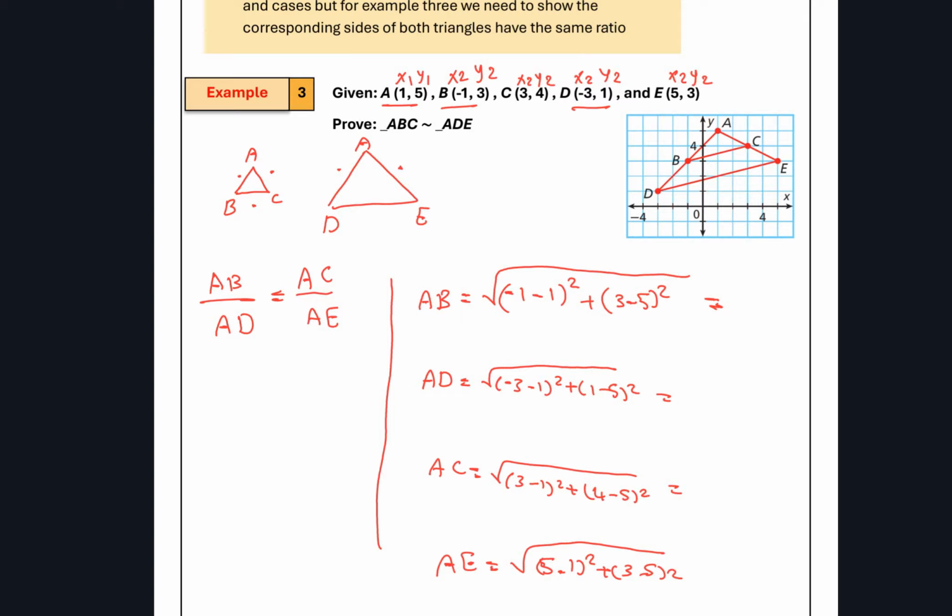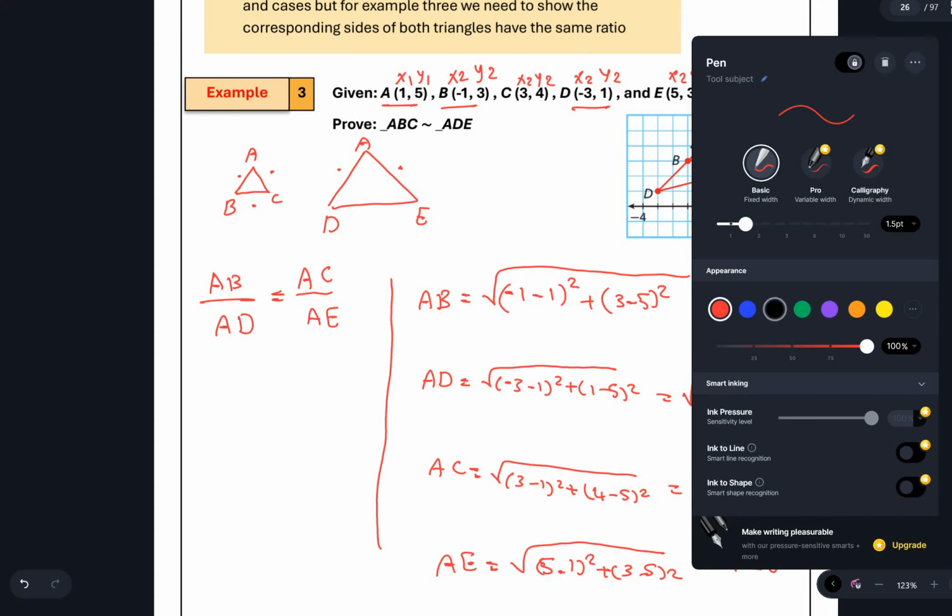So the first one, negative 1 minus 1 squared equals negative 2 square 4, plus this one 4, so it will be square root of 8. This part going to be, this is 16, this one also 16, so square root of 32. This one going to be 4 with 1 square root of 5, and if you calculate this one going to be square root of 20.